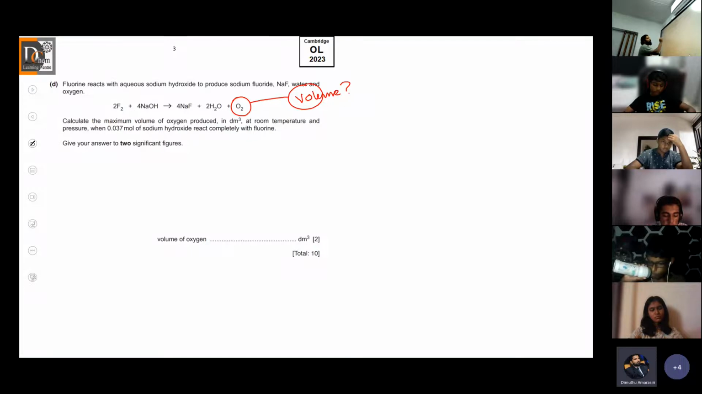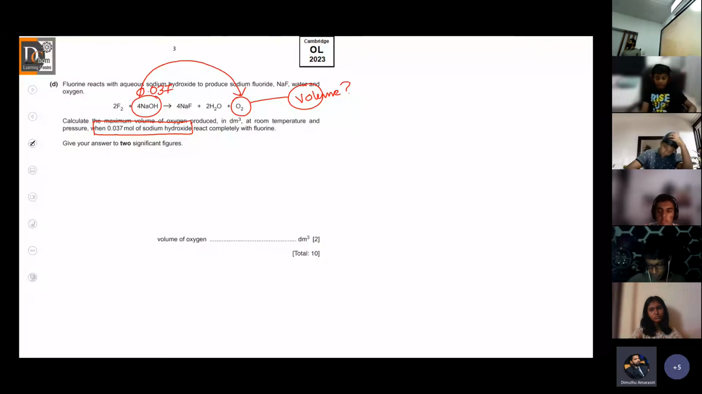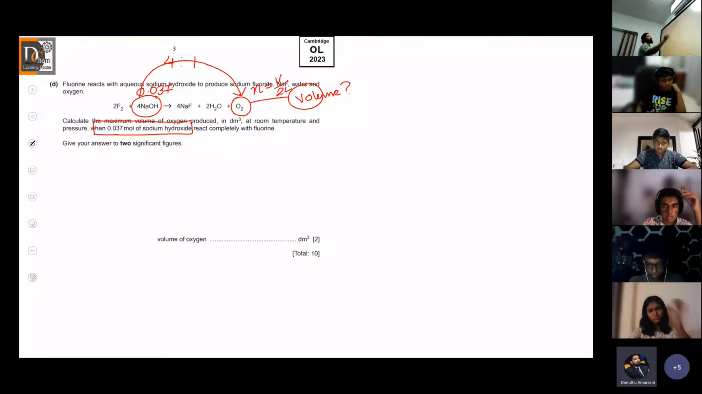What have they given? They have given sodium hydroxide, right? Sodium hydroxide moles given straight away. So then it's basically jump from sodium hydroxide to oxygen. How do you jump from sodium hydroxide to oxygen? Stoichiometry. That is 4:1. And then you jump from n equals V/24, right?